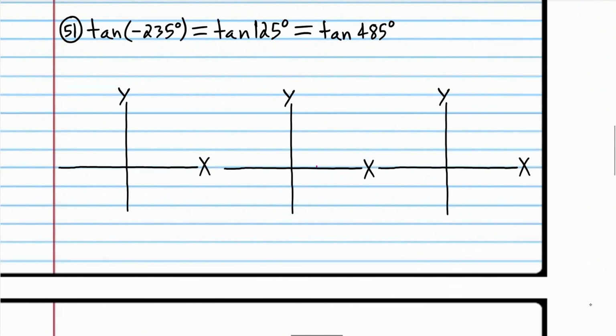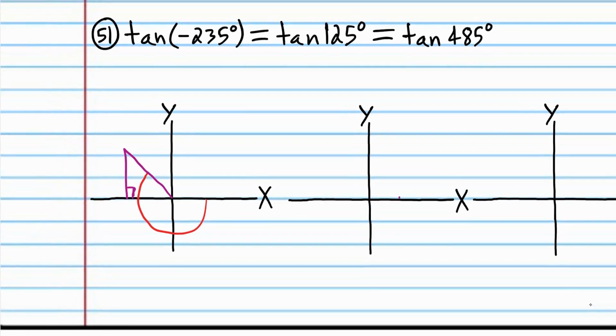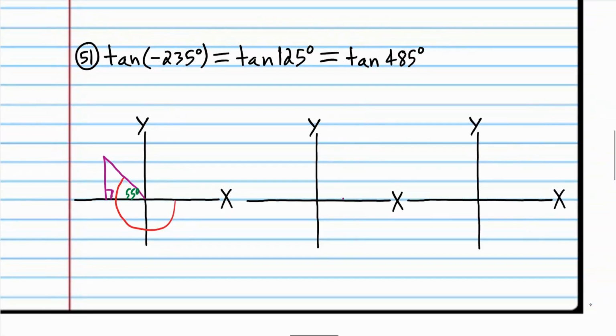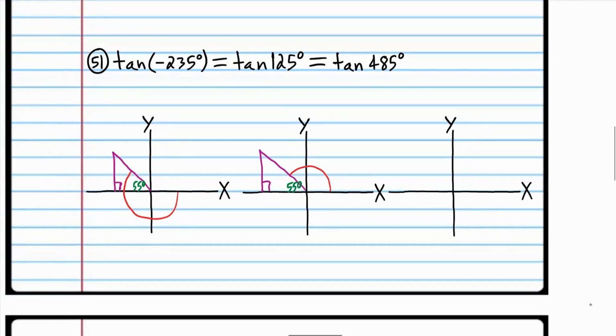So let's do this problem down here. We get the same thing. Let's rotate 235. That'll get us to about there, roughly. So our reference triangle is now in the second quadrant, and the reference angle, 235 minus 180 is 55, so the reference angle is 55 degrees. If we rotate 125 degrees, we have the same triangle in the second quadrant. These triangles should look exactly the same. I'm not drawing them exactly the same, but you get the point.